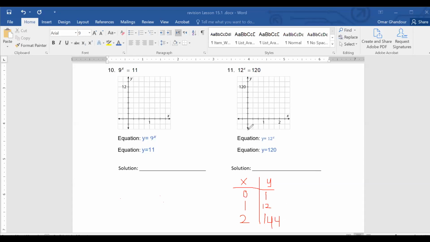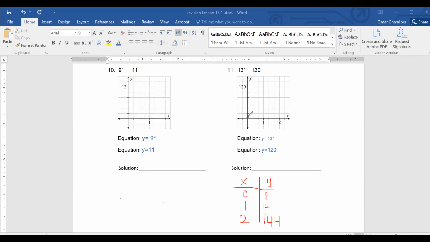0 and 1. Where is 0 and 1? Yes, 0 and 1. This is 120. Take care. 120 is divided into 1, 2, 3, 4, 5, 6 boxes. So 120 divided by 6, we can say that each box is 20. This is like 20, 40, 60, 80, 100, 120. So 0 and 1 will be very, very near to 0 in here.